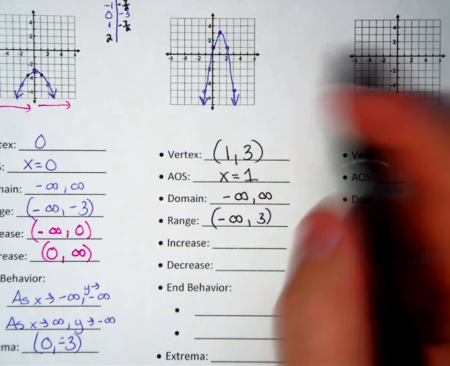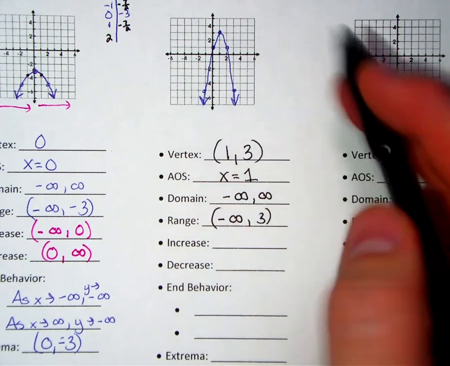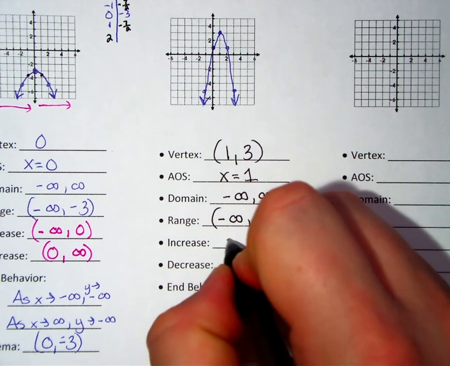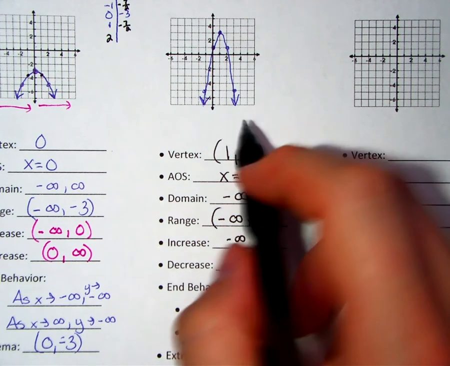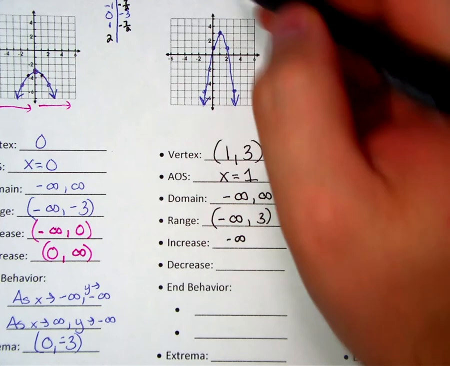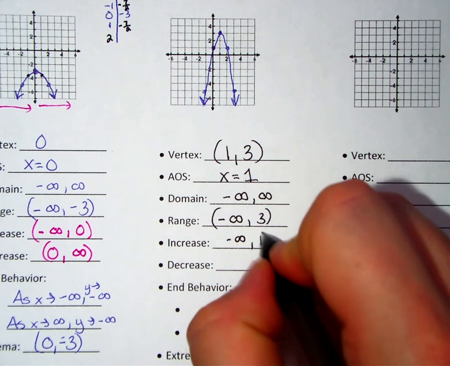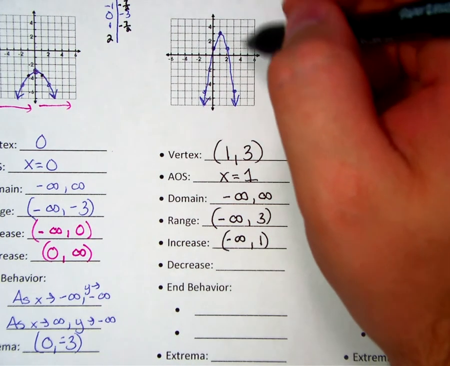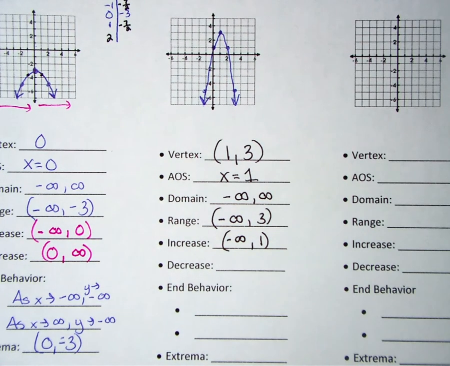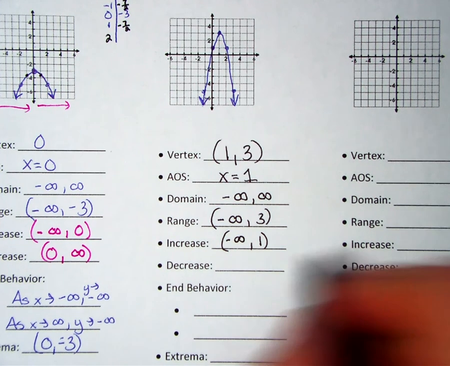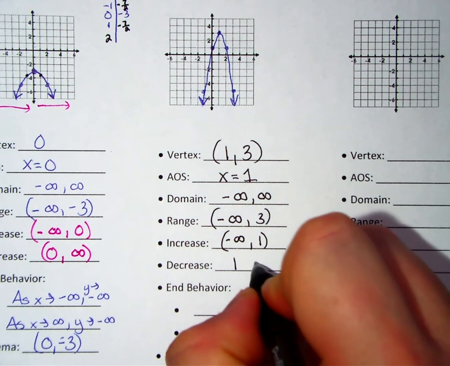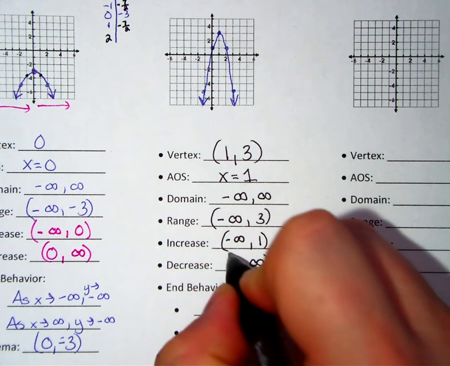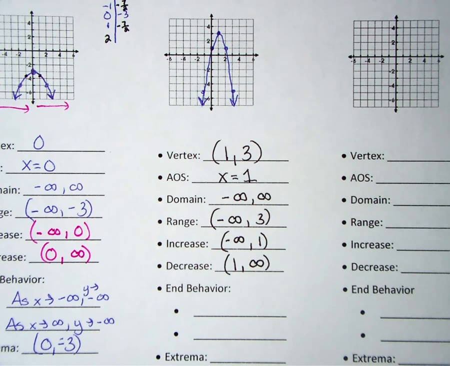The increase. Again, we're increasing from left to right. So we increase from negative infinity all the way to the x value of 1. Once it makes it to the x value of 1, the line of symmetry, then the graph begins to decrease. So from 1 to infinity, it is decreasing.